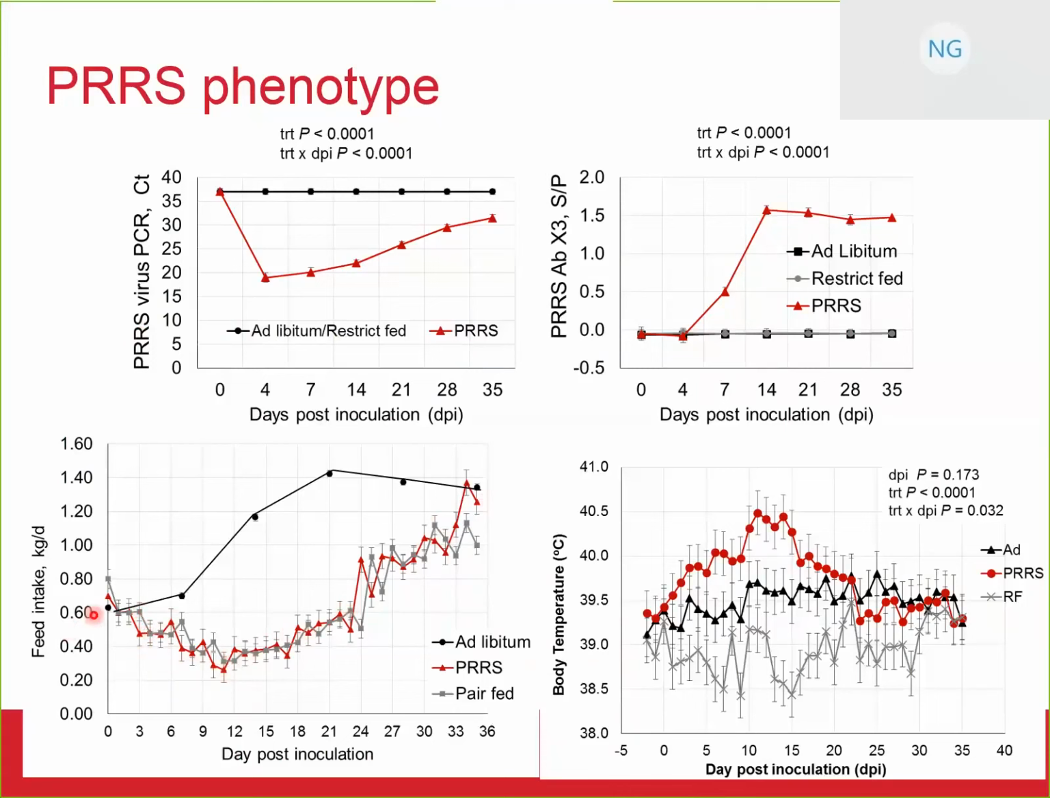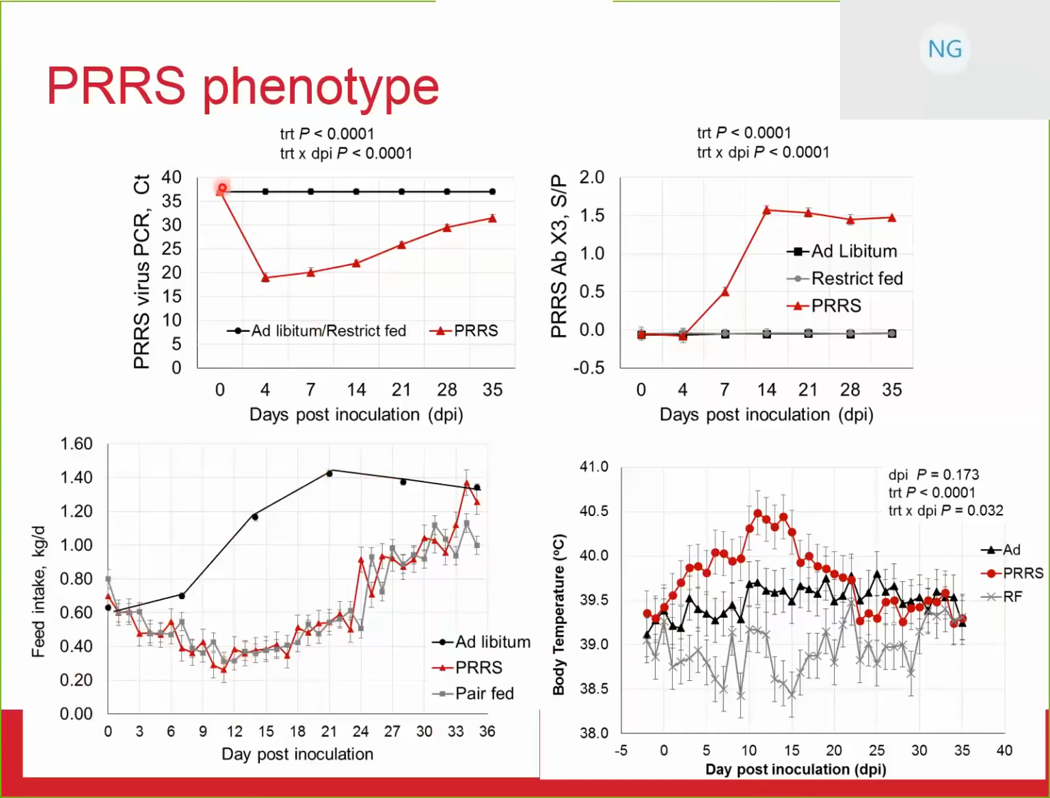And so what we can see here is that our ad lib control pigs are here in black. They had a nice increase in feed intake. They peaked at about 1.4 kilograms a day. And then during our peak disease, the PRRS pigs went down to about 200 grams a day. And so we had a huge difference in feed intake in our pigs.